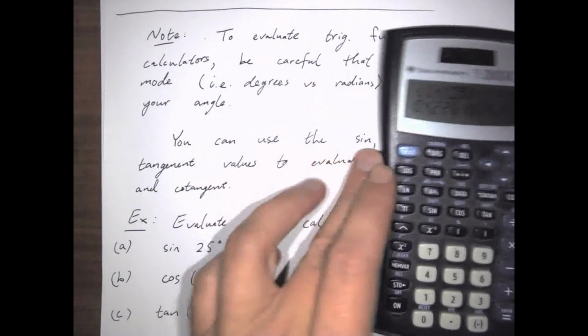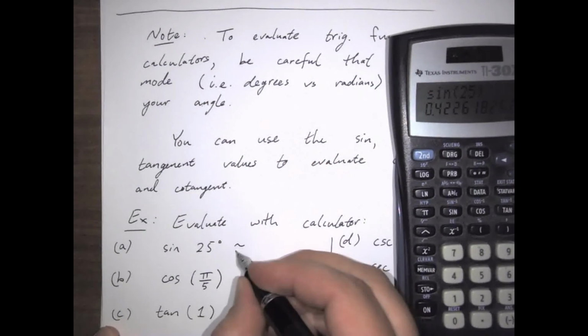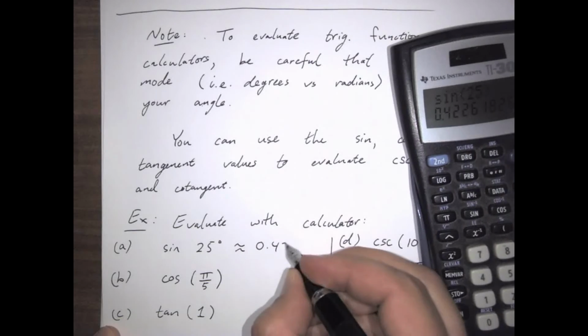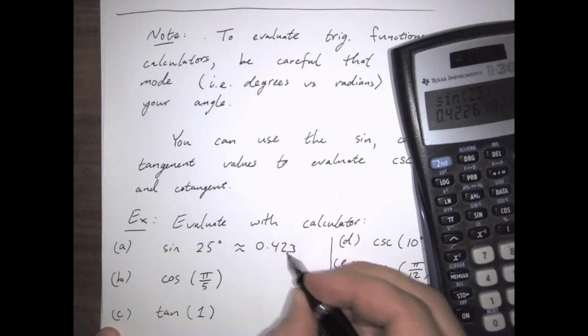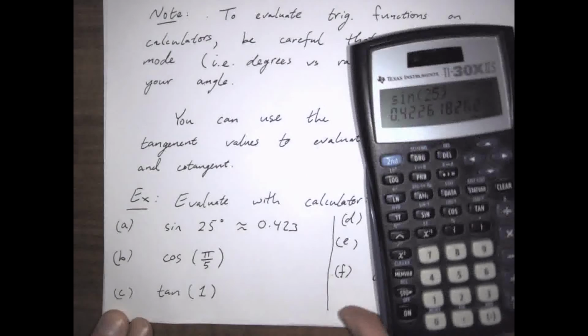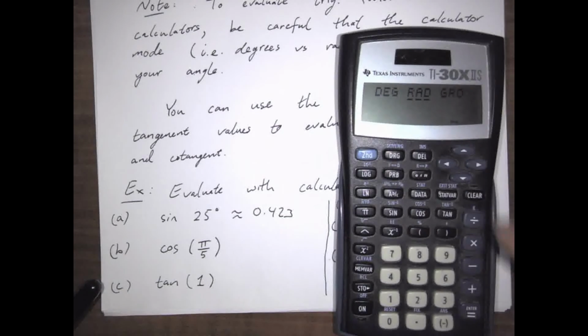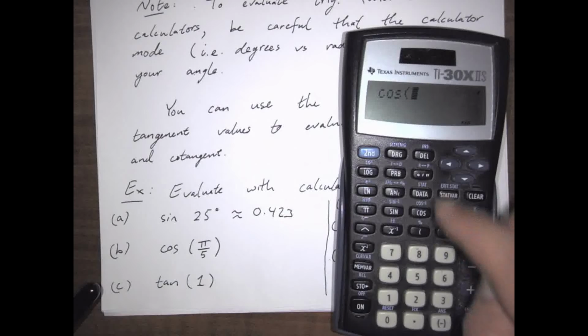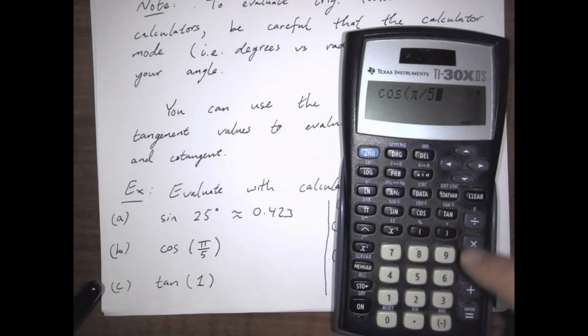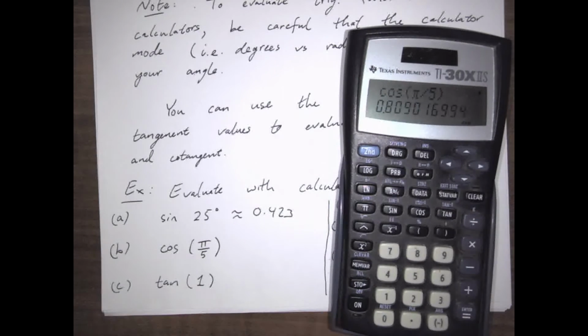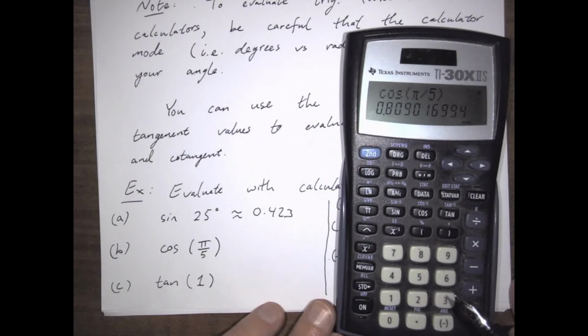0.42. And I'll just round, like so. Alright, now let's say I want the cosine of pi over 5. Now pi over 5 is in radians, so there we have it. And looks like it is 0.809.